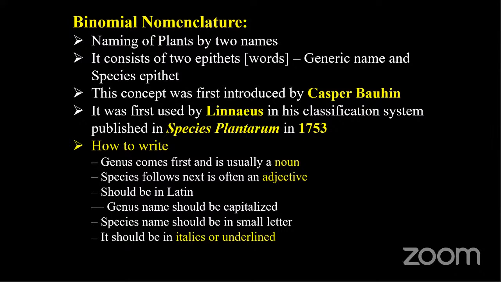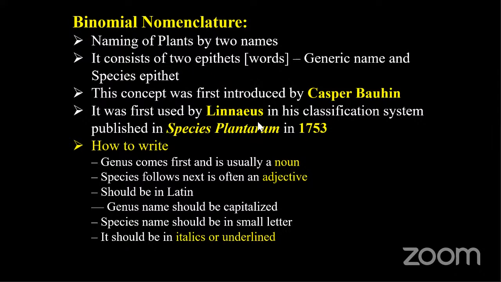But he has not consistently used this binomial nomenclature in his own classification system. But Linnaeus was the first scientist who used that concept in his classification system in 1753, in a book, Species Plantarum. This book is very, very important, and this date, 1st May 1753, is considered as the starting point of nomenclature or taxonomy.